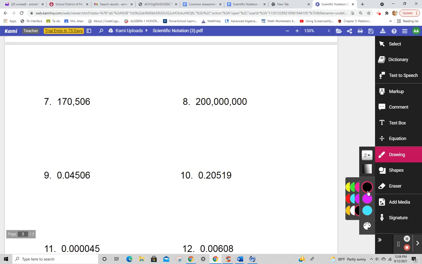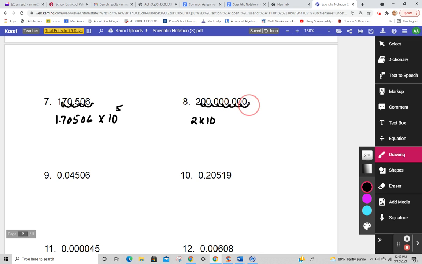All right, so the decimal point is right here. I have to put it right here. So it's going to be 1.70506 times 10 to the, let's see, 1, 2, 3, 4, 5. All right, moving on. The decimal point is here, but I have to move it and put it here. So it's going to be 2 times 10 to the, I can drop all those zeros. Let's see, 1, 2, 3, 4, 5, 6, 7, 8.